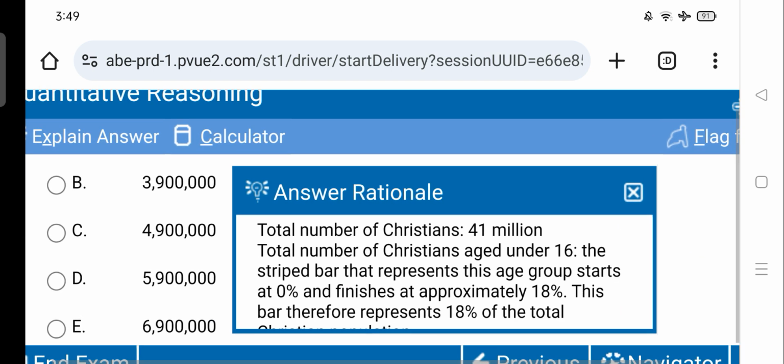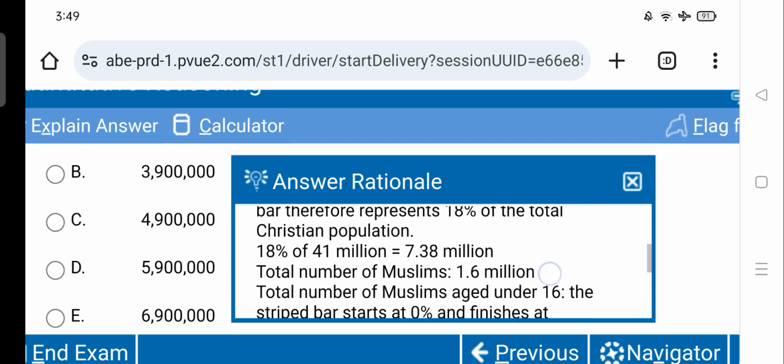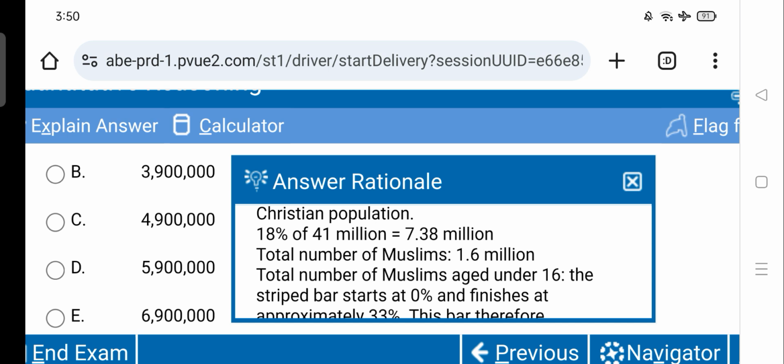Total number of Christians is 41 million. Total number of Christians aged under 16: the striped bar that represents this age group starts at 0% and finishes at approximately 18%. This bar therefore represents 18% of the total Christian population. So 18% of 41 million equals 7.38 million.